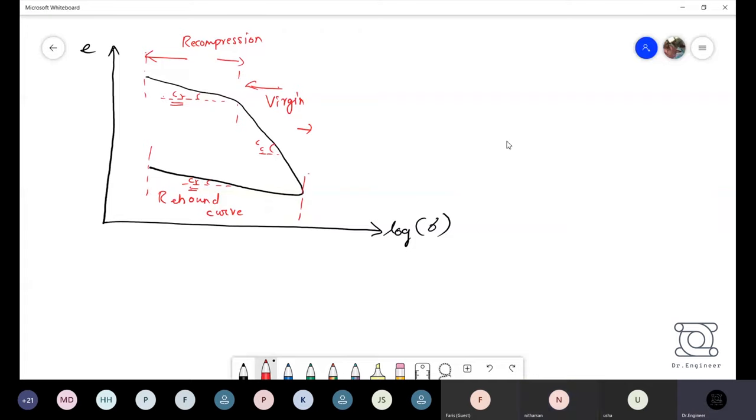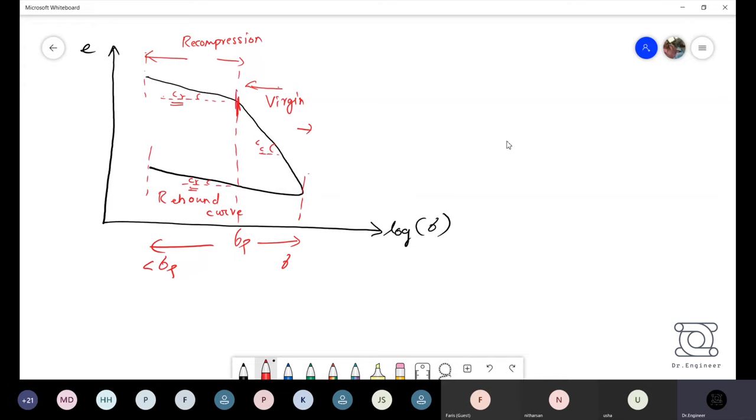Here, this is your pre-consolidation point. Using some drawing, you know how to find the pre-consolidation pressure, right? Here, this is your sigma P. So what is pre-consolidation stress? It is the maximum stress the soil has experienced in its history. On the left side, we are applying stress which is less than sigma P, and on the right side, we are applying stress which is greater than sigma P.